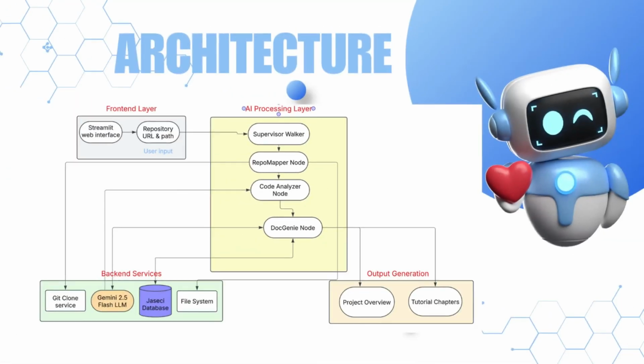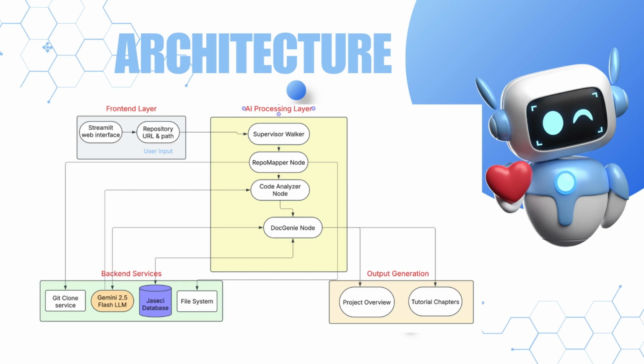Here is the basic architecture. In the front-end layer, we use a Streamlit web interface to interact with the user. There, you have to give two simple inputs: your GitHub repository URL and the local file path where to clone the repo. Then in the AI processing layer, we have a supervisor, the worker, who acts as an AI agent, and the three nodes: repo mapper, code analyzer, and doc journey. You can find more detail about those in future slides.